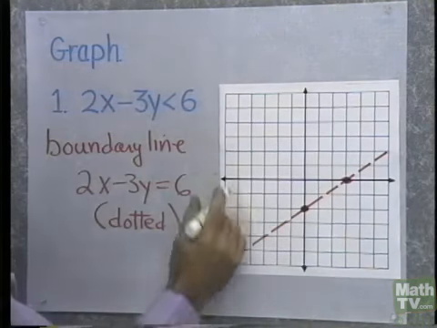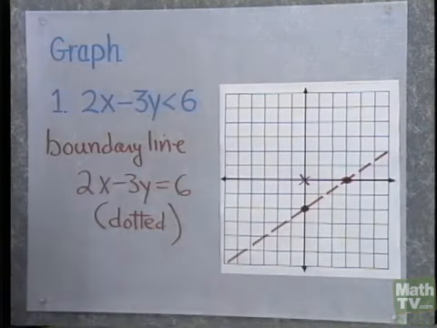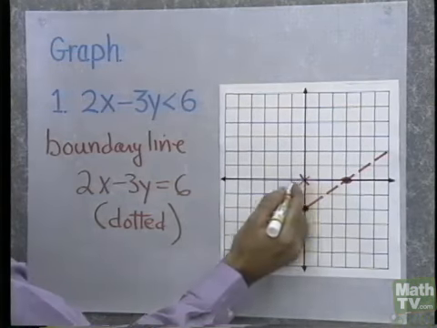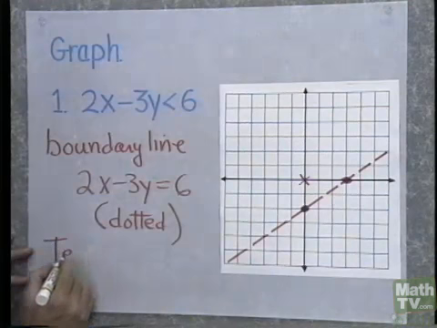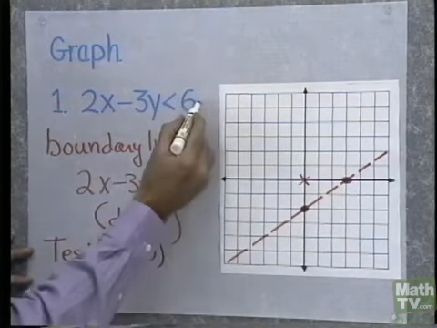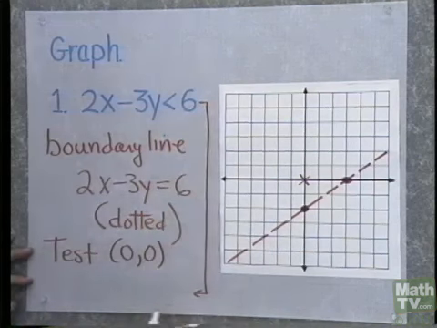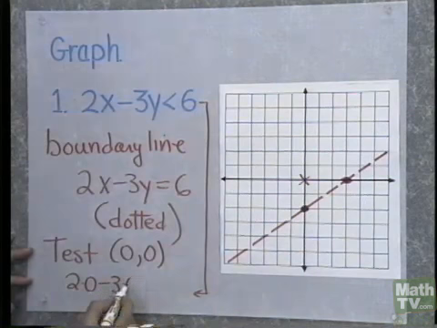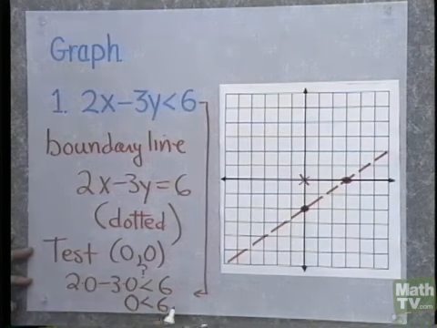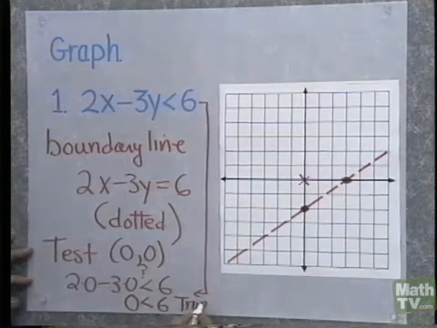So you want to make it easy on yourself. Here's a test point right here, the origin, that's not on the boundary line, and it's an easy point to try. So I'm going to test 0, 0 in the original inequality. So 2 times 0 minus 3 times 0 less than 6? Is that less than 6? 0 minus 0 is 0. Less than 6? I get a true statement.